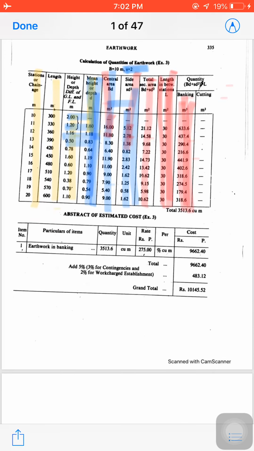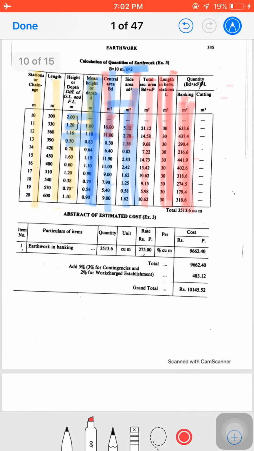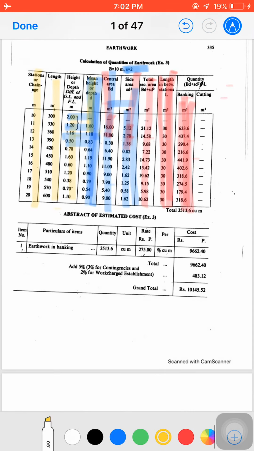After that, you have to prepare an abstract of estimated cost, that is particulars of items, earthwork in banking. You have got the quantity as 3513.6 unit. Rate is given. Quantity you have got from this. Then when you multiply, you get the total amount. Add 3% for contingencies and 2% for work charged establishment, 5% extra. So the total you get is 10145.52.